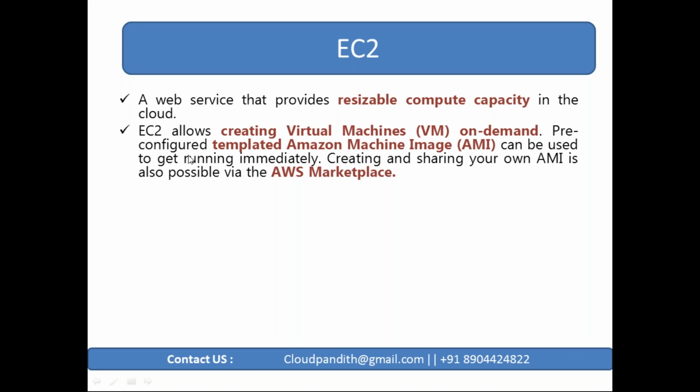So we have something called pre-configured template images, and machine images can be used to get running immediately. Let's say if you want a Windows machine, you need not configure all the details. Already we can have a virtual machine ready, with the same configuration. We can take a machine image. A machine image is nothing but, let's say I have created one virtual machine with Windows 32-bit and 8 GB RAM, all this configuration I have given. I have one machine running.